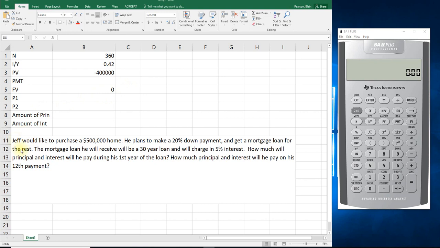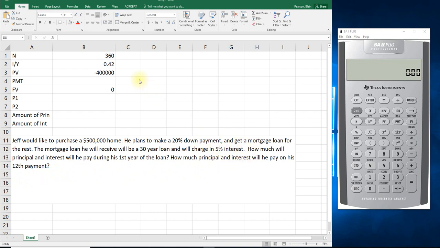This case of Jeff is a continuation of the last case where he plans to purchase a $500,000 home. He plans to make a 20% down payment and get a mortgage for the remaining balance, and will receive a 30-year loan that will charge him 5% interest. Now we want to know how much principal and interest he will pay during the first year of the loan. We also want to know how much principal and interest he will pay on his 12th payment. So we're actually solving two different problems here.